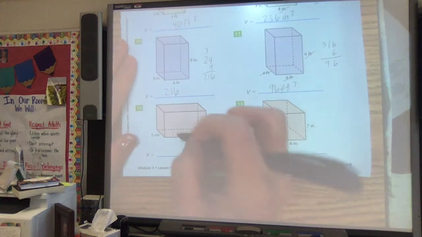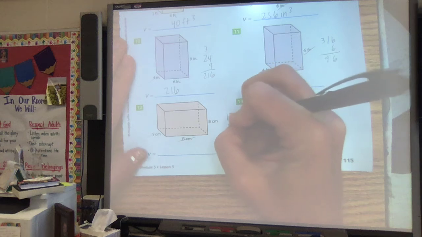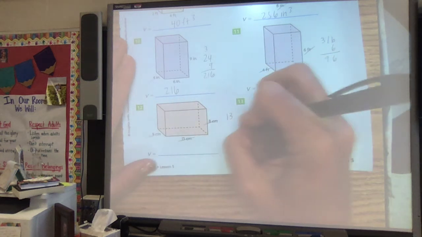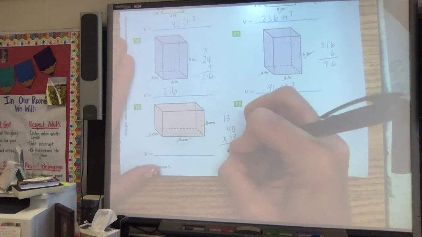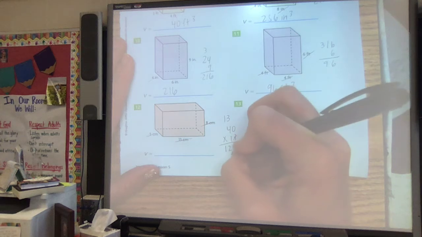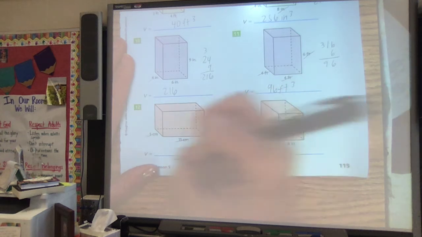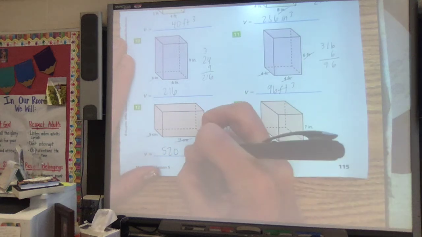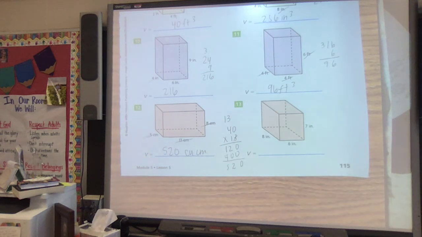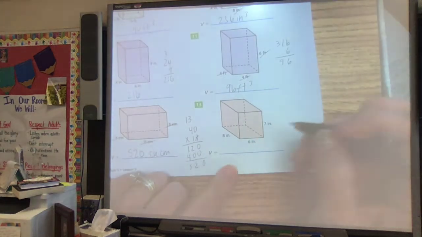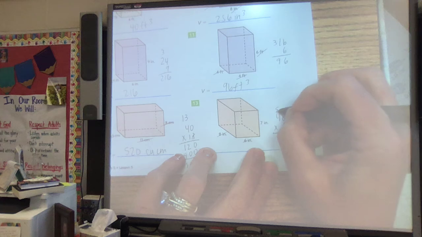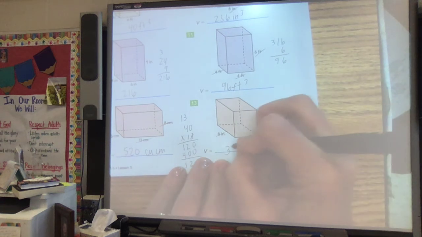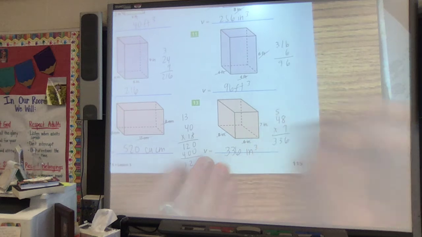All right, together we'll do this one. 13 times 5, let's work that out. Actually, no, let's do 5 times 8 is 40, then 40 times 13. 3 times 0 is 0, 3 times 4 is 12, 1 times 0 is 0, 1 times 4 is 4. That'd be 520 cubic centimeters. All right, and we'll do this last one. 8 times 6 is 48, and 48 times 7. 7 times 4 is 28, 29, 30, 31, 32, 33. 336 cubic inches.